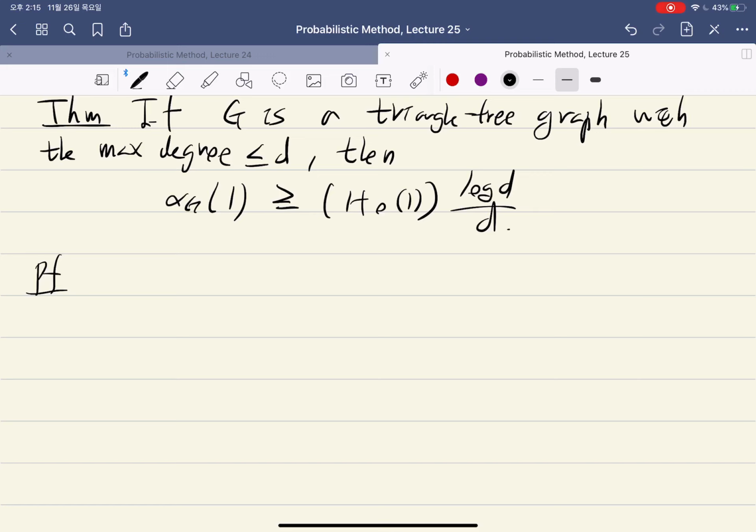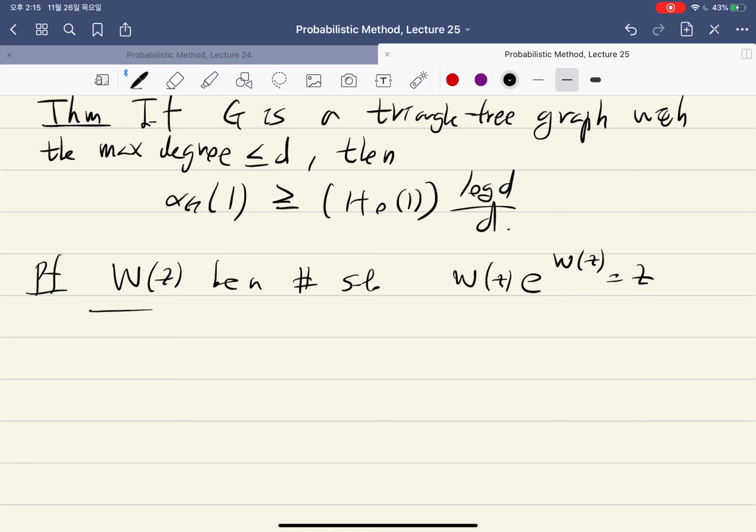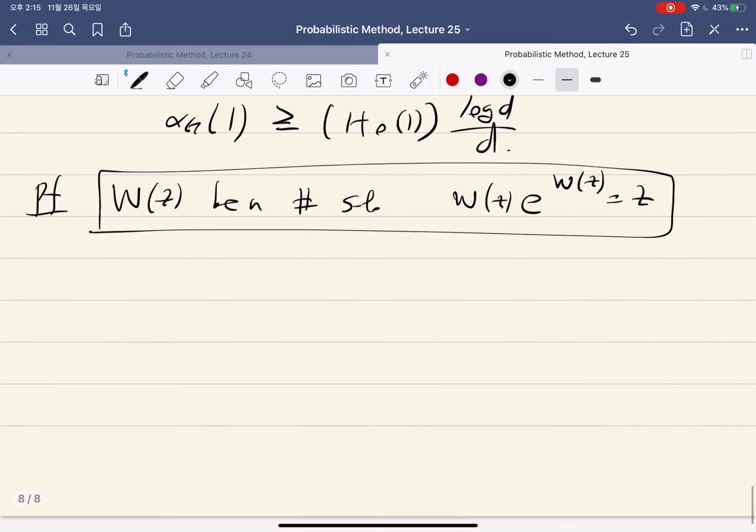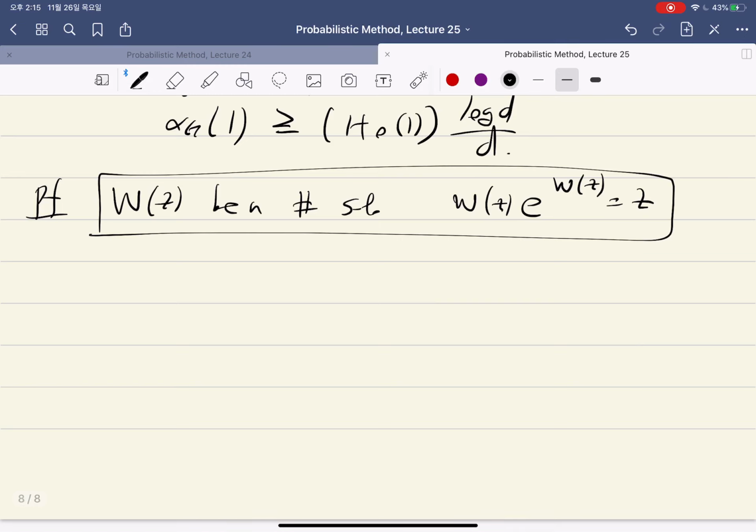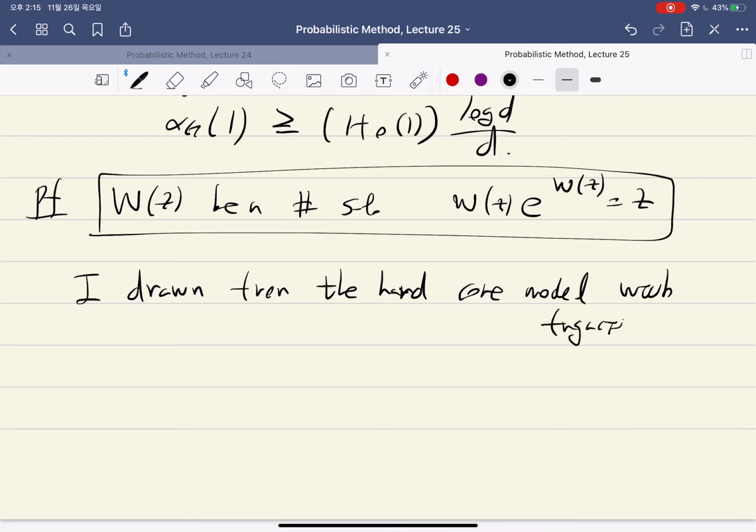So let's say for a positive real number, W_G be a number such that W_G times e to the W_G is G. So this is some technical definition, not important. Later we will use that, but it is not so important. Let's say you consider a random independent set I drawn from the hardcore model with fugacity lambda.